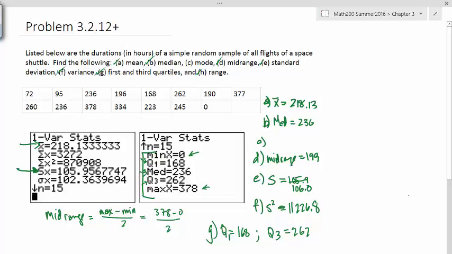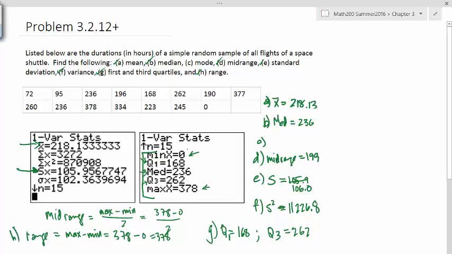All right, now the last one is the range. We have a formula for the range as well. The range is equal to the max minus the min. So it's a simple subtraction. And then the range is 378 minus 0, which is 378. So let's just call that range. And that would be your answer for H. Okay? Now let's look at the mode.